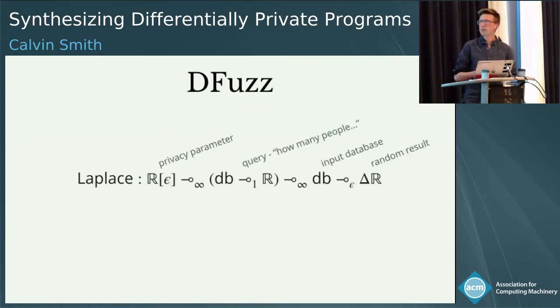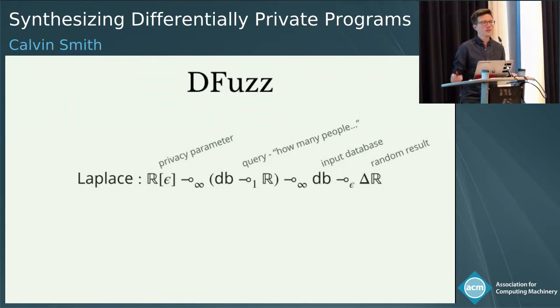So the first argument to this function is the privacy parameter. This tells us how far apart we want the output distributions to be. The second input to the Laplace mechanism is some query that you want to evaluate. It takes in some database and produces some real value number. Now the third input is the actual database we want to evaluate this on, and the final term in this type is the return result, which in this case is a distribution over real numbers.